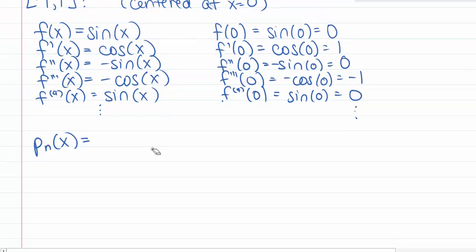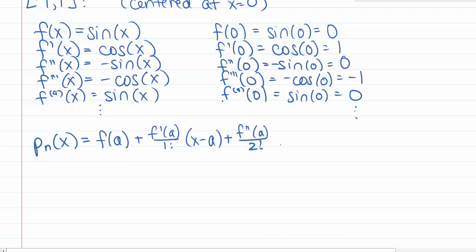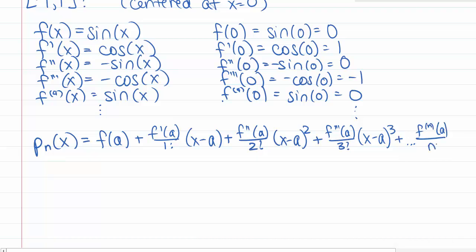Let's actually write out what p sub n is so that we know what we're plugging into. So this is f of a plus f prime of a over 1 factorial x minus a plus f double prime of a over 2 factorial x minus a squared plus f triple prime of a over 3 factorial x minus a cubed plus dot dot dot, the nth derivative at a over n factorial x minus a to the n.